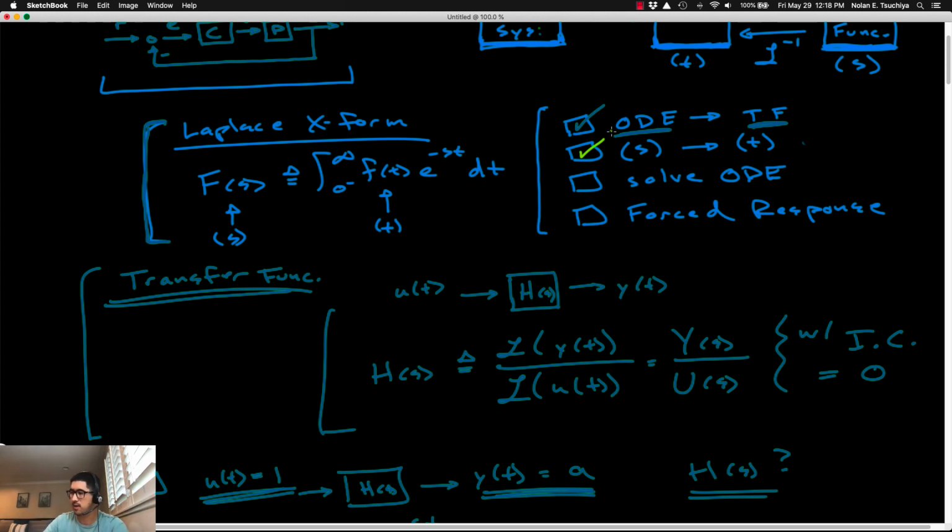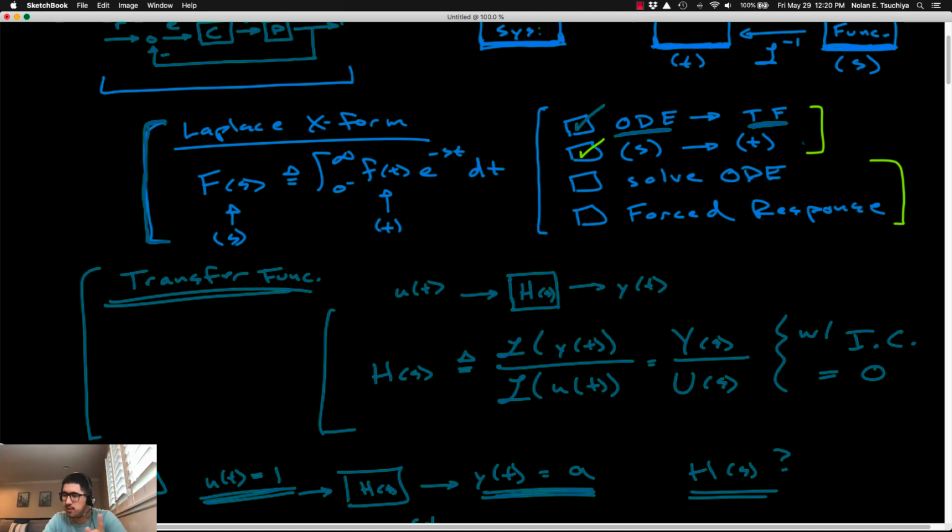All right. These were not fun, right? These were definitely tedious. There's a lot of math involved, but now that we can do both of these things, time domain to S domain and then back to time domain, now we can actually do some interesting things.